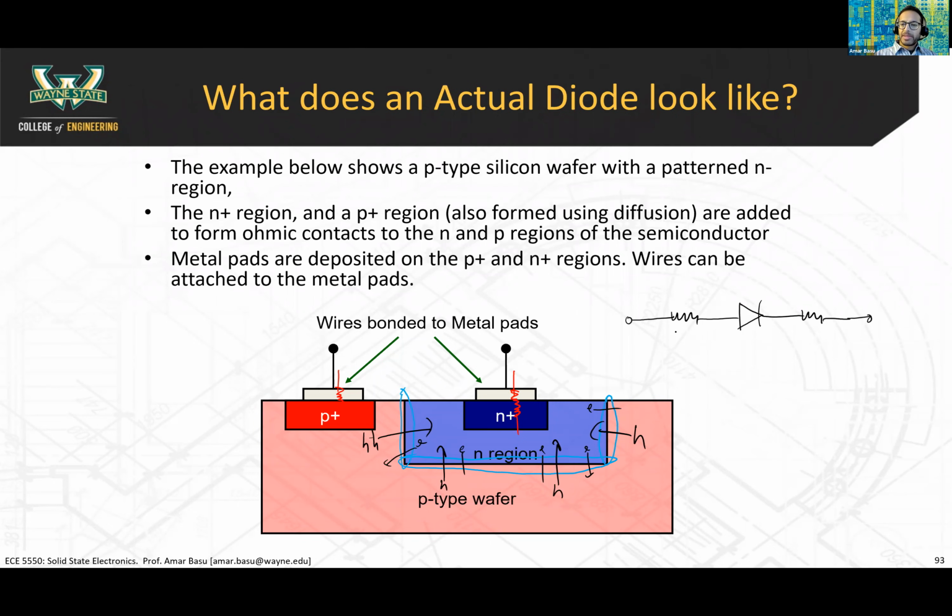Okay. This is the contact resistance on the P side, and this is the contact resistance on the N side. And this diode is due to the interfacial area. So we say the PN interfacial area. Okay. That's what a diode actually looks like. And, you know, in a single P-type wafer, you could form many, many, many diodes.